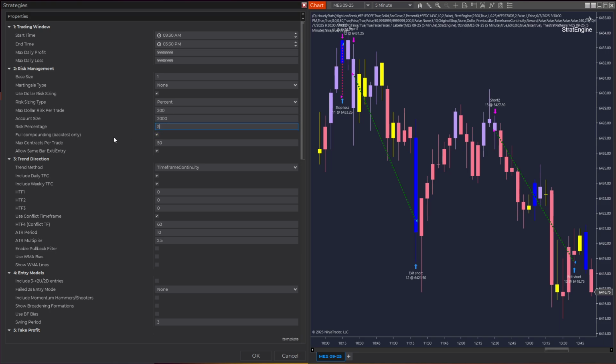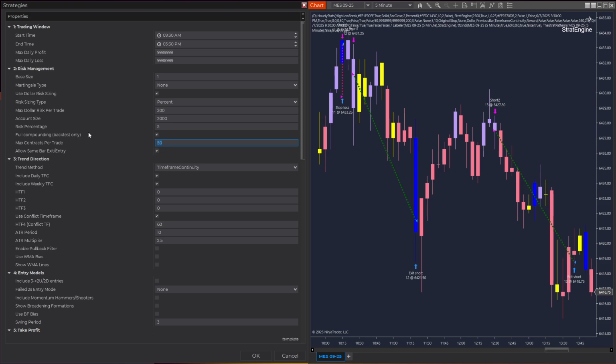We also have a maximum contract per trade limit. So when you have a really small time frame that you're entering on, really small stop loss, you're not entering on hundreds of contracts depending on the account size. This will put a cap on that amount.